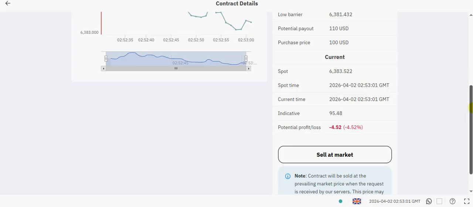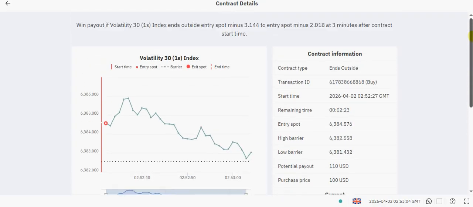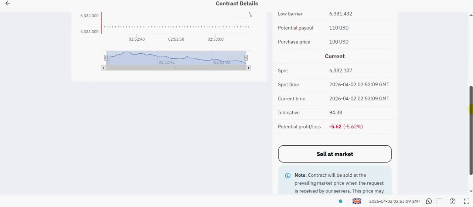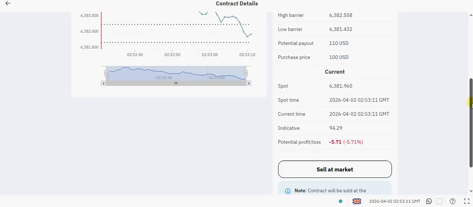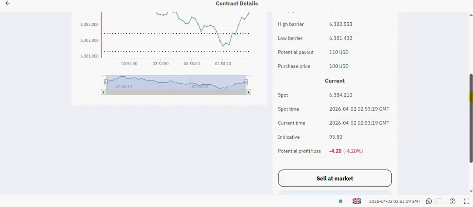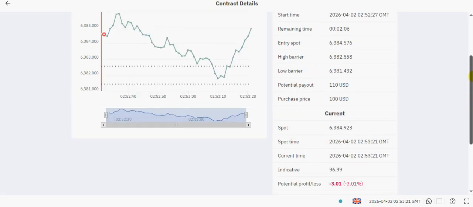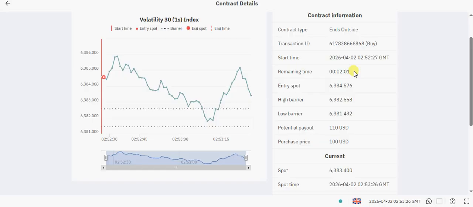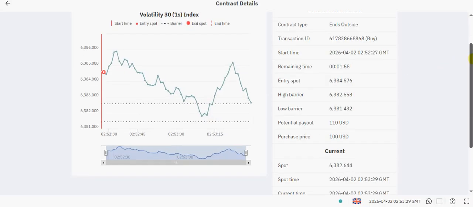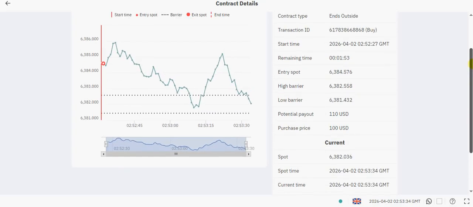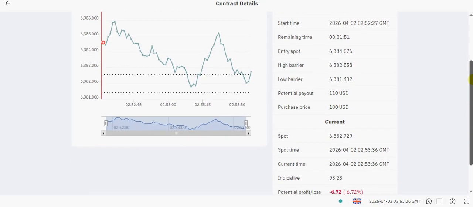It's 1st of April 2026, and we're trading the Volatility 31x ends outside. After this trade, I'm going to explain this strategy to you. And we have some minutes left, 2 minutes 1 second. So you can see our barrier right here.